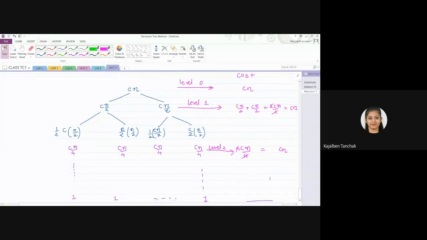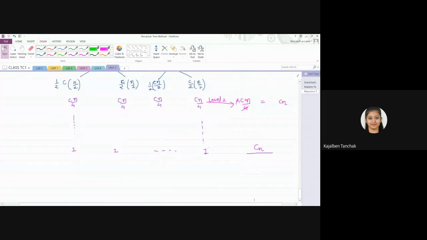you will add all these 4 cn by 4. Now you can see at each level the cost is the same. So you can assume that at the last level also the cost will be the same only, cn, right? Because at each level we are getting the same cost only. So we can assume that the last level also has the cost cn.